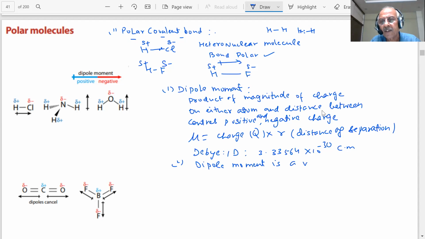is a vector quantity, students. That means it has magnitude and direction. It has magnitude plus direction. Therefore, what will happen? It can add as well as it can subtract, students.